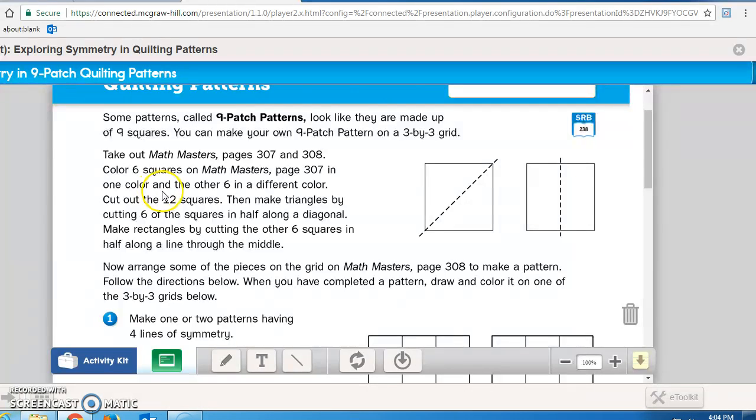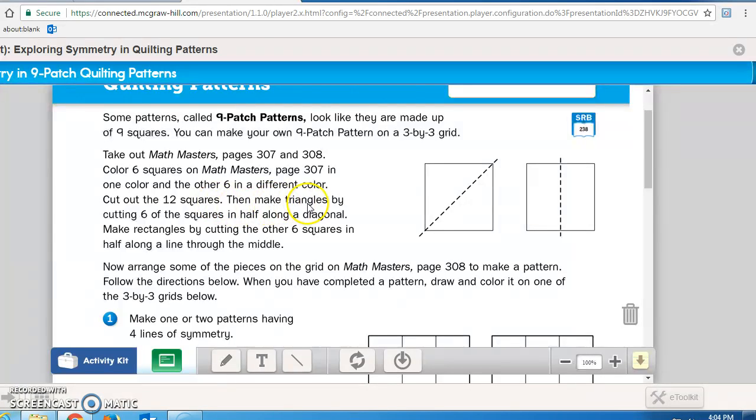If you have the recording back on, then you need to take the other 6 and color that in a different color. Pause the recording again. Then cut out the 12 squares. You should have paused the recording.